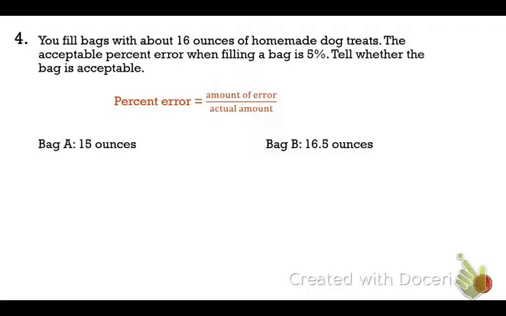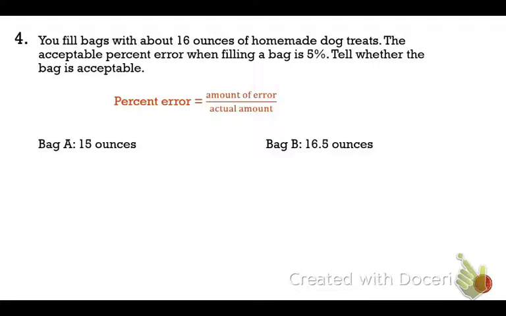Jonathan? They don't want to lose the products because in turn, they would lose money. So their goal is to make money, not to lose money, okay? So that's why they don't want too much of an error. Tell whether or not the bag is acceptable.